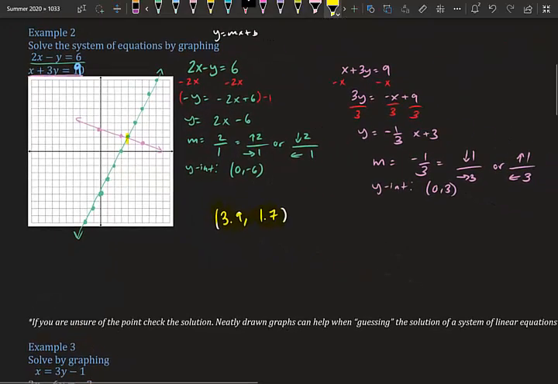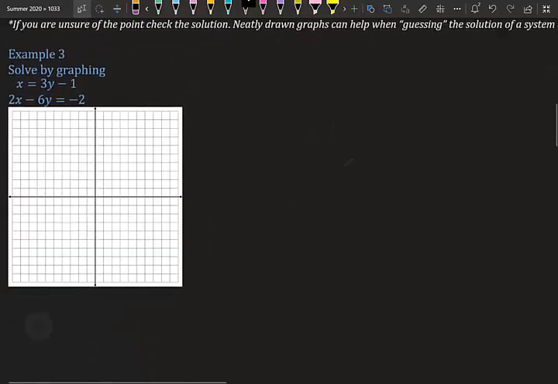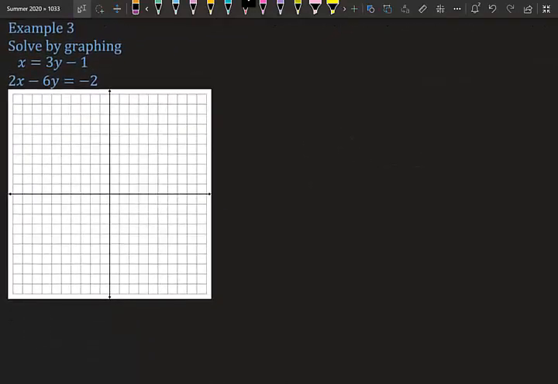All right, now if you are unsure of the point, check the solution. Neatly drawn graphs can help when guessing the solution of a system of linear equations by graphing. So if you're unsure, plug it back in. And be neat, use coordinate planes.